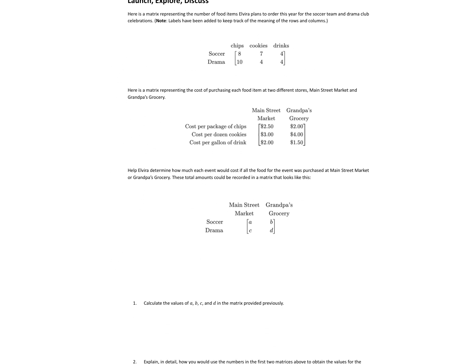So it'll have a total at Main Street Market for soccer in that top left slot, a total for soccer at Grandpa's Grocery in the top right slot, and then for drama, Main Street Market total would be bottom left for C, and then for Grandpa's Grocery, drama would have a total there for D. So let's go ahead and see if we can calculate those totals. Okay, so that's our first task. So let's find the totals for A, B, C, and D.